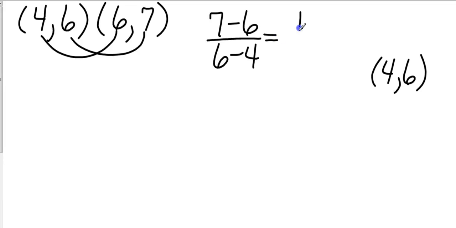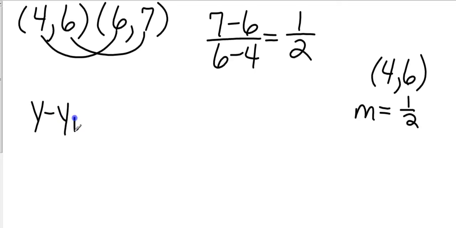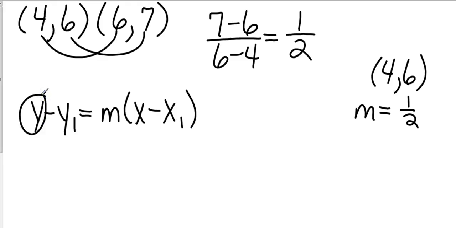7 minus 6 is 1. 6 minus 4 is 2. So that gives me a slope of 1/2. Remember that m equals slope in the formula. Okay, so here's the new equation. y minus y1 equals slope times x minus x1. Okay? Now, 2 things that will never change, they will always stay the same. The y stays the same, and the x stays the same. And now I just substitute these values over here that I had.